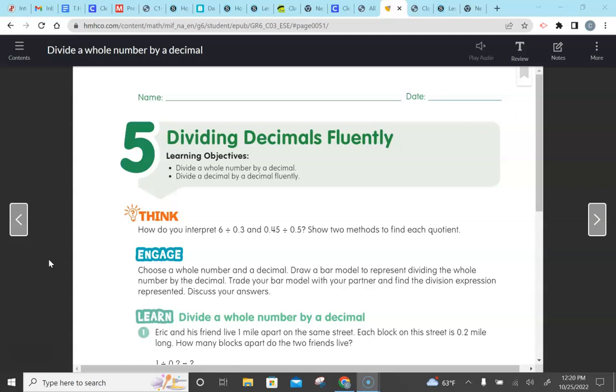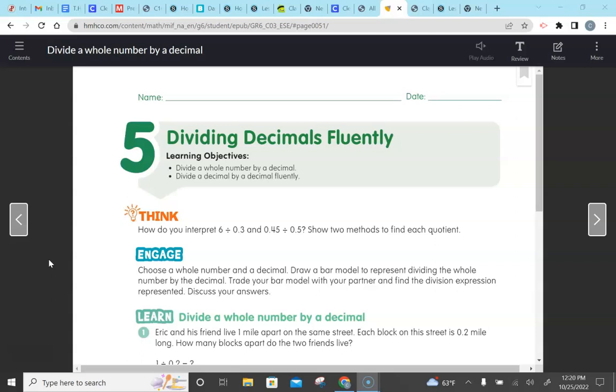And I want you to get out your math journal and pencil and turn your math books to page 135. Also get out your math journal as well, if I have not said that. So let's take a look at this page on 135, and first of all, the two objectives that we have: divide a whole number by a decimal, and then also, we're going to look to be able to divide a decimal by a decimal fluently.